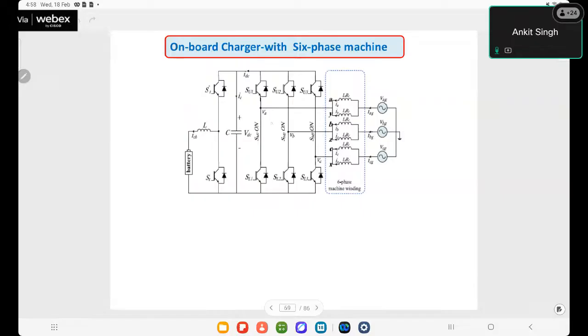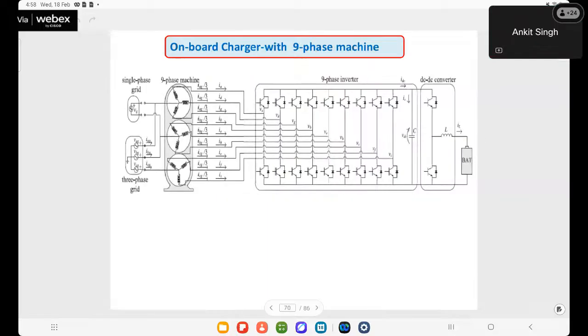With these switches turned on permanently, it again acts as a boost PFC converter. For phase A, this switch will be operated in PWM. For phase B, this one. For phase C, this switch. So these are the arrangements for charging through the six-phase machine.